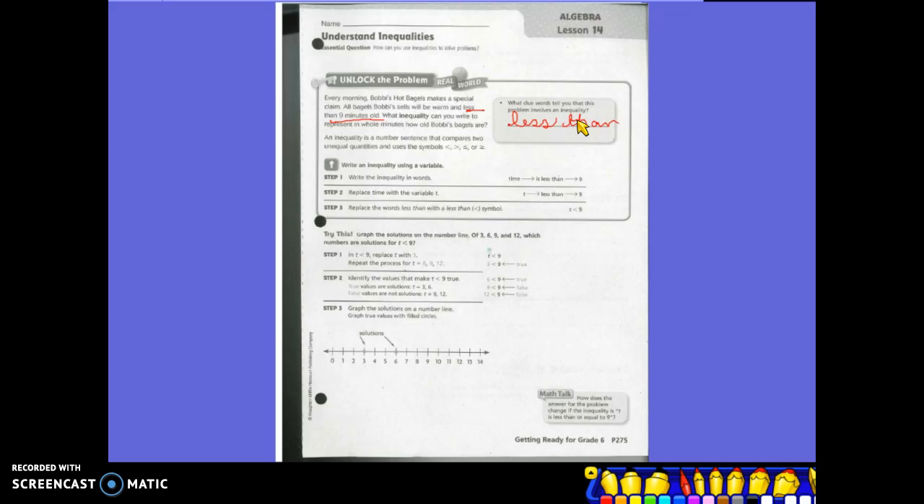Write the inequality in words. Time is less than 9. Replace time with the variable t. So what would our t be? t is less than 9. So replace the words less than with the less than symbol. So t < 9. So it's not equal to 9, it's less than 9, because it says it right here. It doesn't say 9 minutes old or less. It says less than 9.